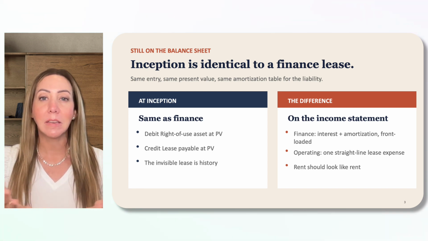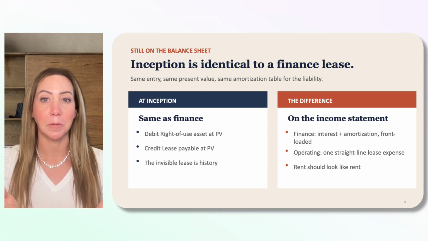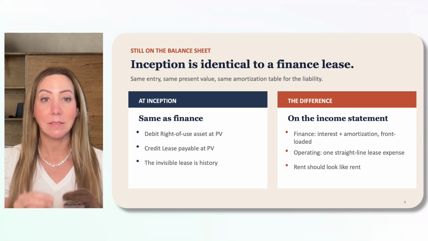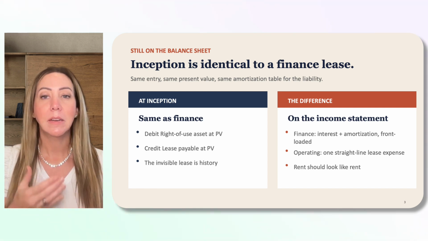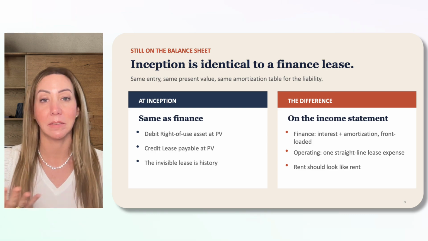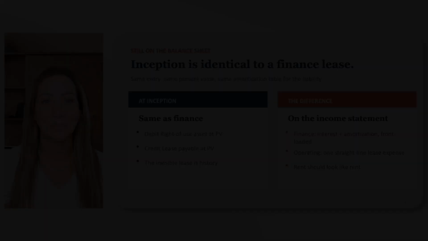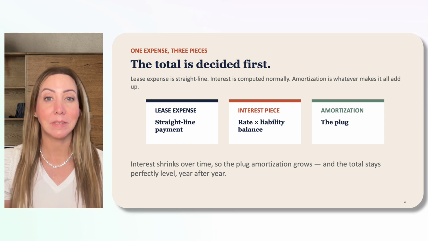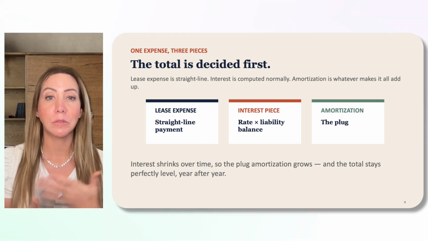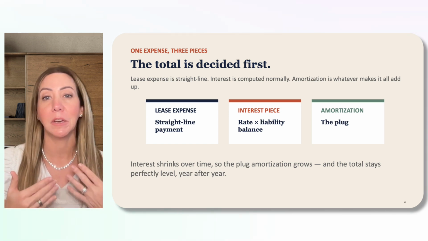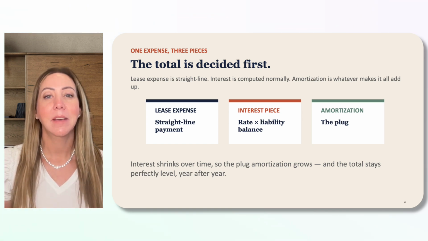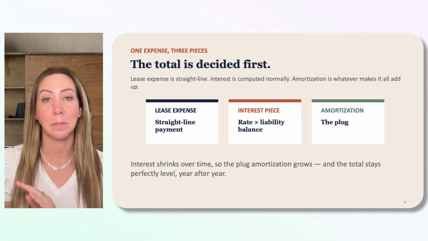A finance lease gives us two expenses, interest plus amortization, but an operating lease gives us a single lease expense, the same amount every period, straight line. It looks like plain old rent expense because economically that's what it is. Here's the way I want you to think about the operating lease expense. The total is decided first. Lease expense equals the straight line average of the payments, what we agreed upon in the contract. In our example, simply the annual payment. That's the number that hits the income statement, period.